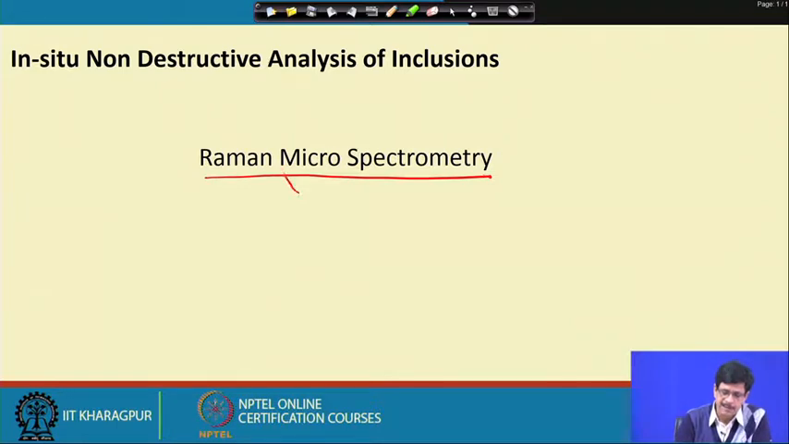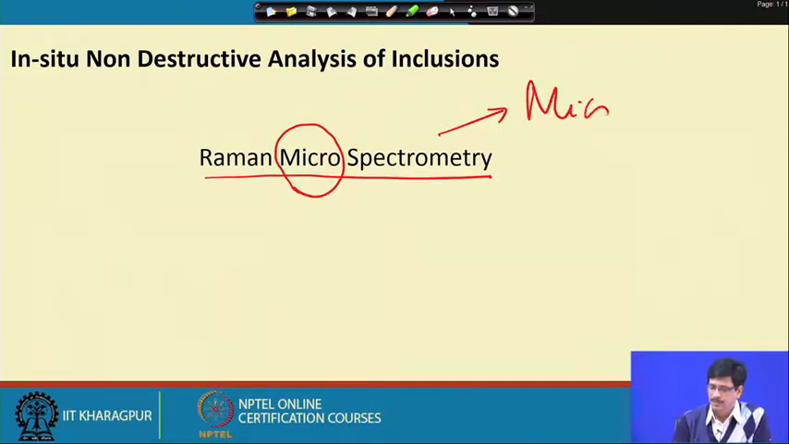It is essentially a micro technique, so it needs a device, which is essentially the Raman spectrometer. For fluid inclusion analysis, or any other geological application, it has to be mounted on a microscope, and such devices are now available in many established laboratories, where routine Raman microspectrometry is being done to characterize fluid inclusions.